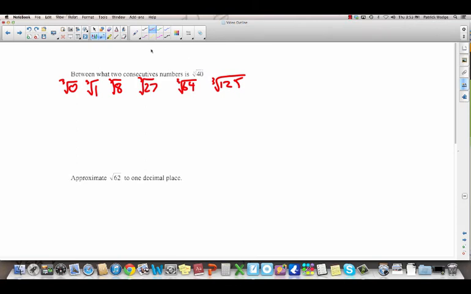The cube root of 40 is not a perfect cube, but where does it sit? It sits between 27 and 64. So the cube root of 40 is in here. What is the cube root of 27? 3. What is the cube root of 64? 4. So the cube root of 40 is between 3 and 4.